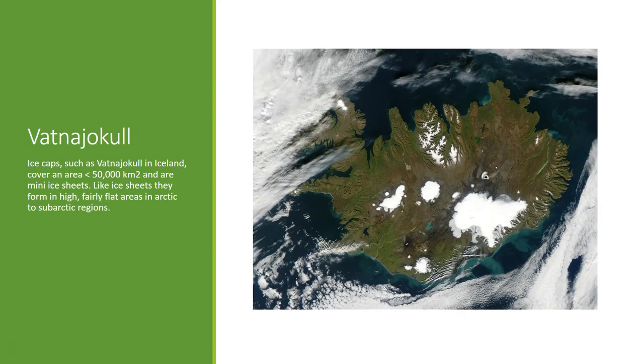Ice caps are smaller than ice sheets, covering less than 50,000 square kilometers, but have a similar dome-shaped morphology. Like ice sheets, they form in areas of low relief, but typically at higher altitudes and in Arctic to subarctic regions. The Vatnajökull ice cap, shown here on the eastern part of Iceland, is a classic example.